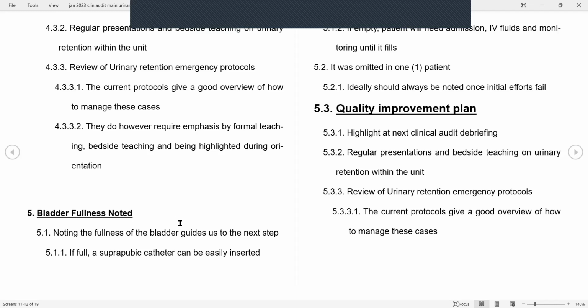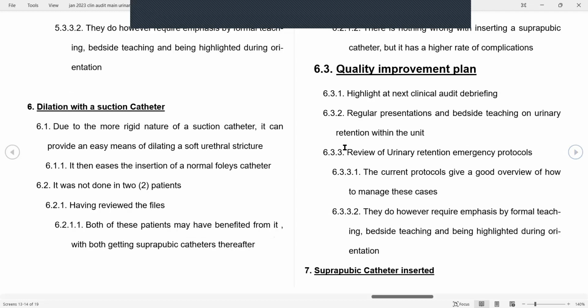If your patient doesn't have a full bladder, then you need to have them admitted and put on IV fluids. The reason being you need to build that bladder up so that your patient can eventually have a suprapubic catheter if all else fails. That's the main reason for noting that. So we only had one patient which noted, right?